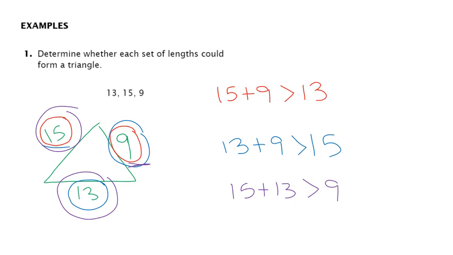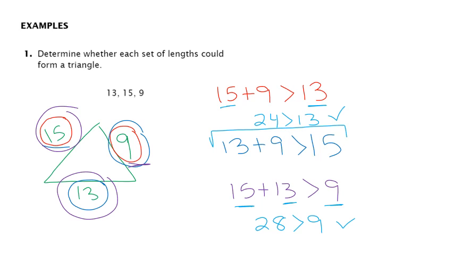So a few things you might notice here. In the first one, you can see I'm adding up 15 and 9, but 15 is already bigger than 13. So we pretty much know that one's going to check out because we're already adding something that's larger than the third side. Same thing with 15 and 13, which are already bigger than 9, so it makes sense that when I add them up, I'm going to get something larger than 9. The one you always want to check is if the two smaller sides add up to be bigger than the longest side, because that's usually where, if it doesn't work, you'll have something that doesn't check out.